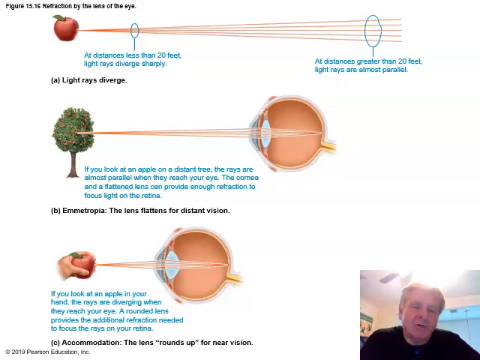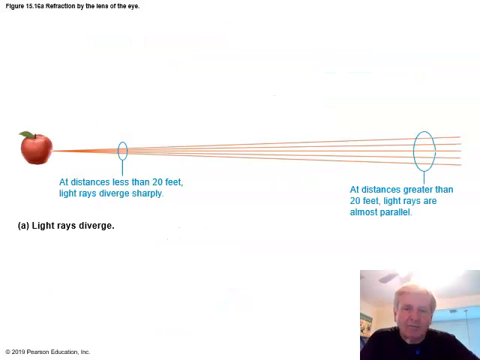What you're doing is contracting the ciliary body, which lets off the tension on these ligaments and causes the ligaments to slacken. Then when the suspensory ligaments slacken, the lens will become more rounded in shape. It rounds up.